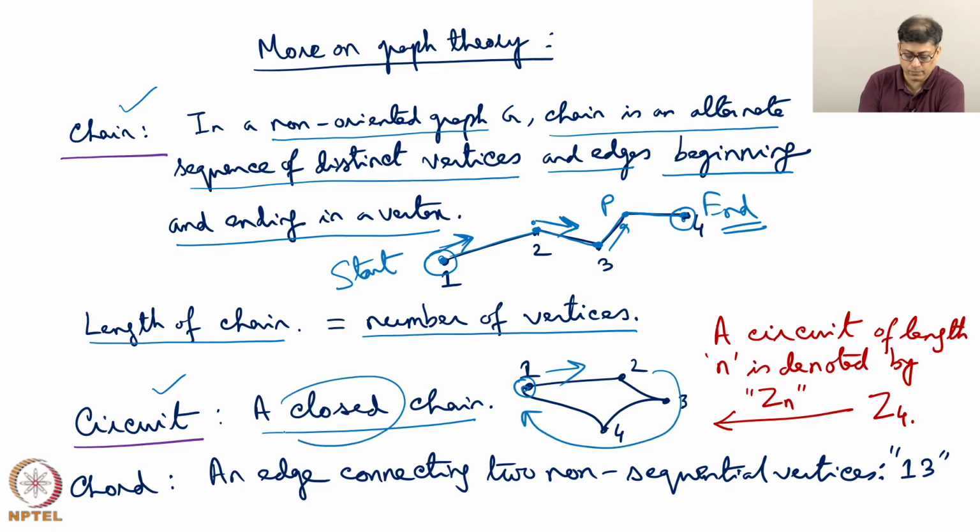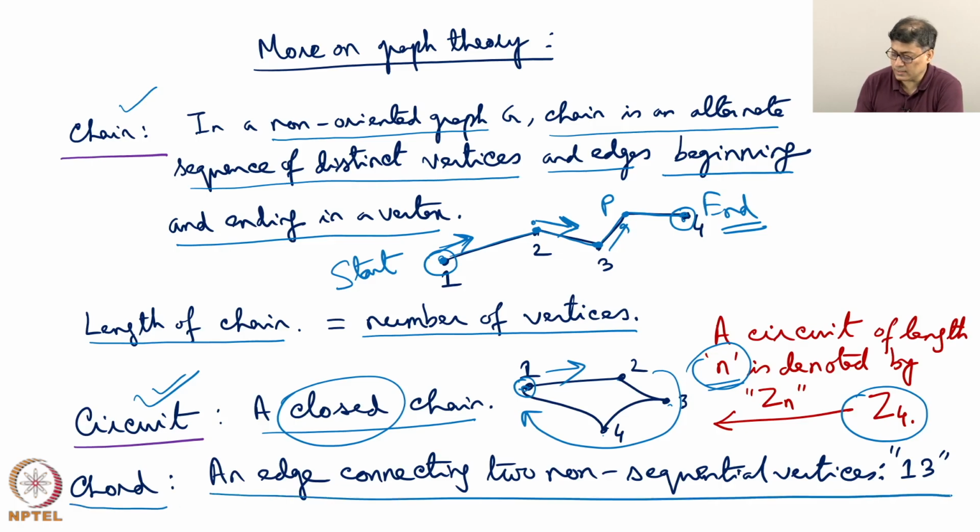That is the meaning of the word closed. Now, a circuit of length n, that means of n vertices, is represented by Zn. Since it has 4 vertices, we call it Z4, the conventional symbol. Chord: an edge connecting two non-sequential vertices.